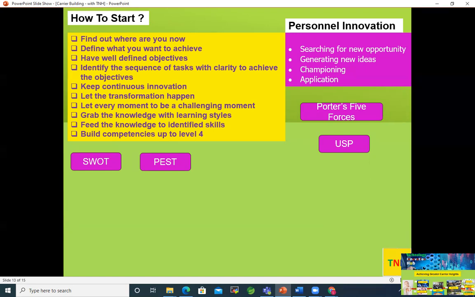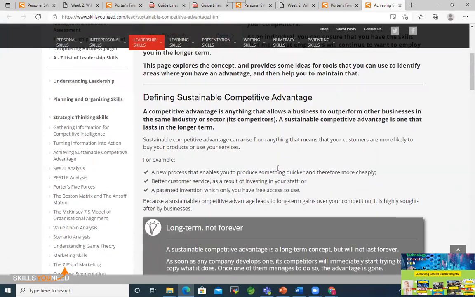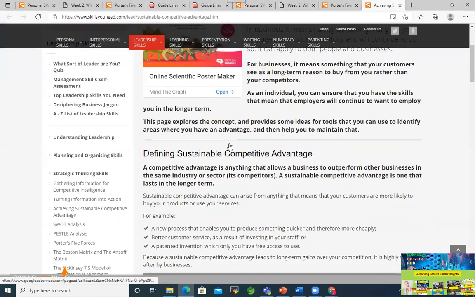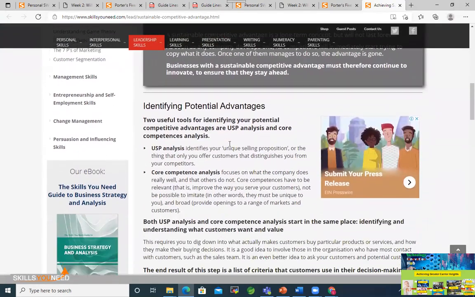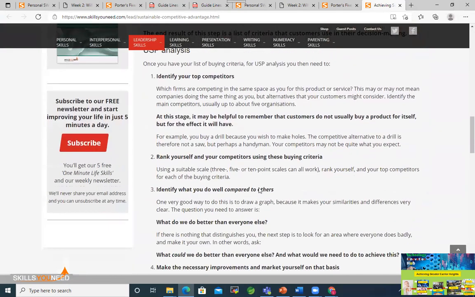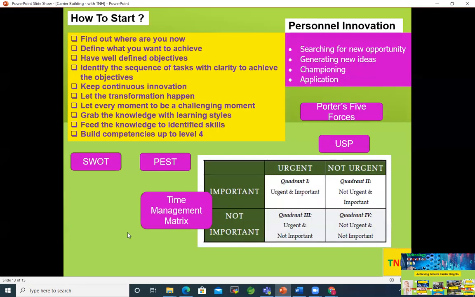I think there's a link given on how to identify your USP. Again, it is from Skills You Need, so just take a look at it. Identify potential advantages, your unique selling proposition. All right. And finally for this one, we have the time management matrix.